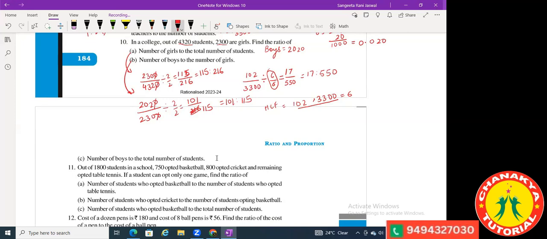Okay, so the number of boys to the number of students. How many are the total number of boys? Ma'am, there are 2,020, and the total number of students is 4,320. So again, zeros can be cancelled. Please find the answer for this. Both are even numbers, so you can divide by 2. 1010 by 2160, so 101 by 216. We have done this division earlier also, no? We got 216 here also. So no need to divide again. We have already done it, so you just write the answer.